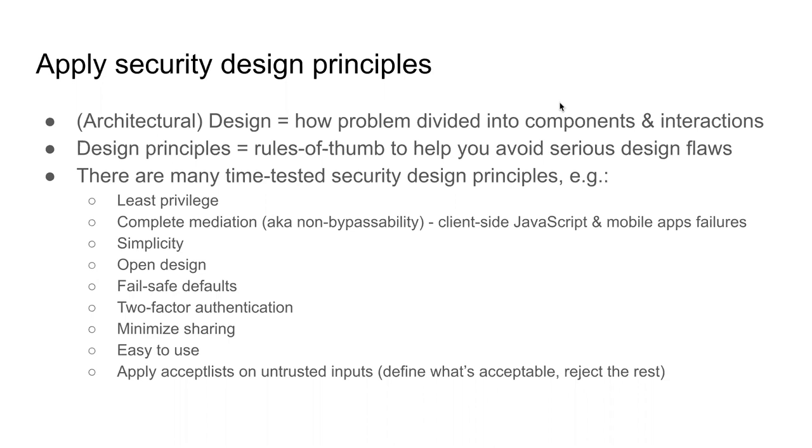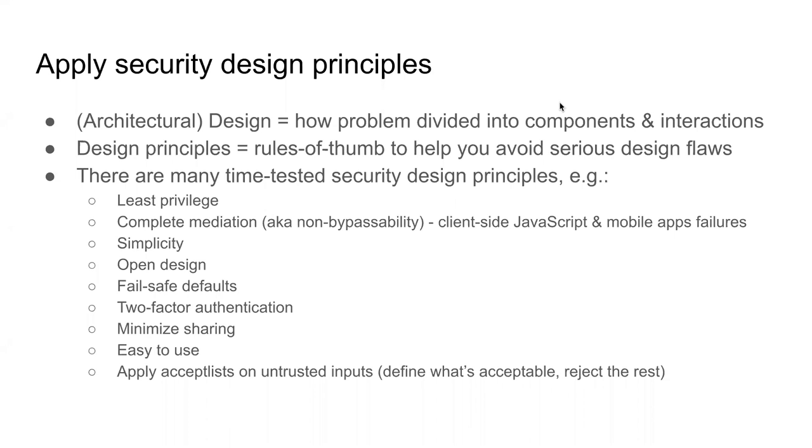But some designs are way better than others in terms of being secure. So there are some things called design principles, which are basically rules of thumb to help you avoid common serious design flaws. And there's a number of time-tested design principles, things like least privilege. Give your software the least privilege it needs to work, because that greatly reduces the impacts if there's a security problem of some kind. Another one is complete mediation, also known as non-bypassability. In other words, if there's some check that's important for security, make sure an attacker can't bypass it.